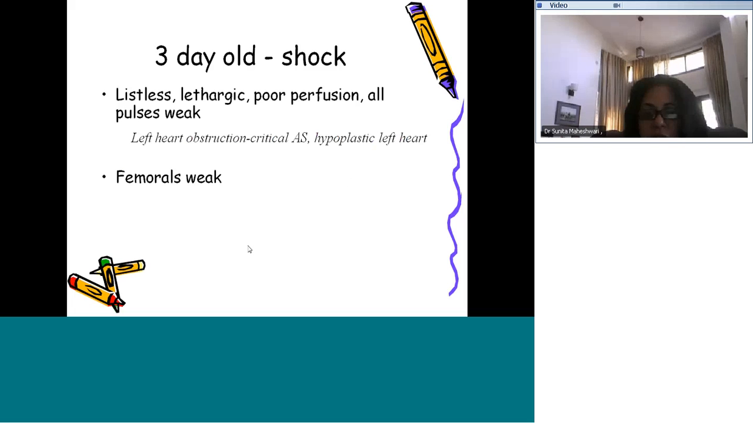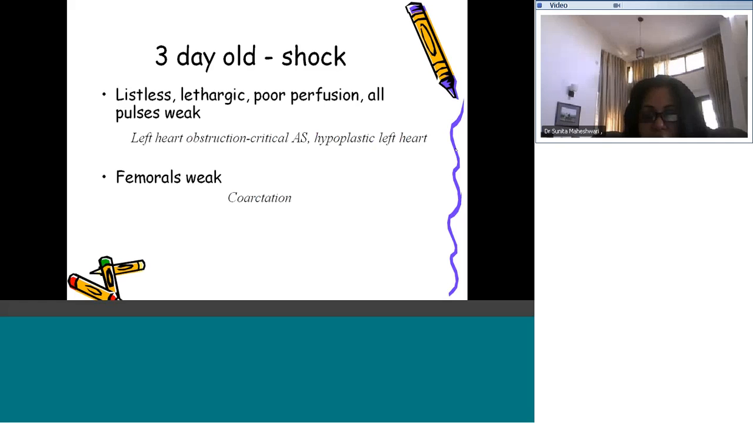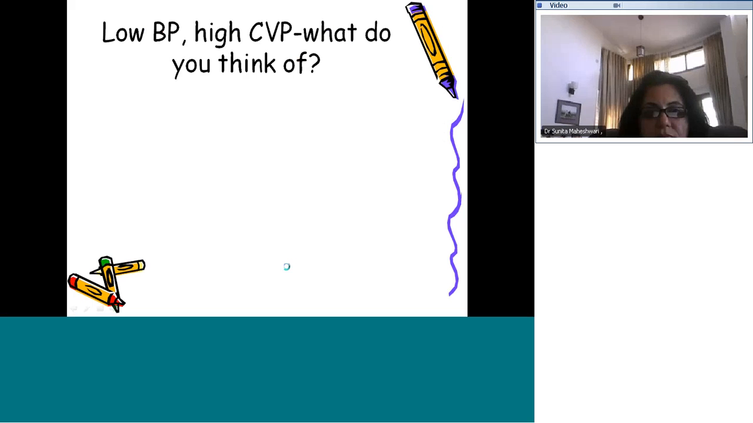On the other hand, if only femorals are weak, then what do you think of? Then you're thinking of coarctation or interrupted aortic arch, something that is only going to affect the lower body perfusion. All clear on that? And that is the importance really in kids where you don't have a pulse, to not just feel the femoral pulse, but to make sure that you also feel the carotid. Sometimes the radial you can feel, but just make sure you feel the carotid. If the carotids are also weak, this tells you that this is cardiac. It's coming from some critical problem with the left heart, whether cardiogenic shock or left heart obstruction. Okay, all clear on this?